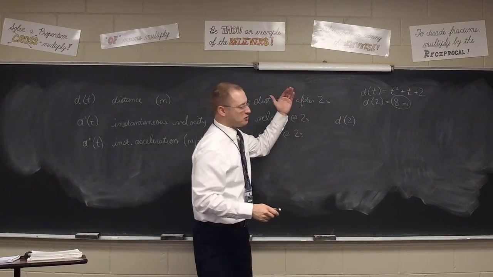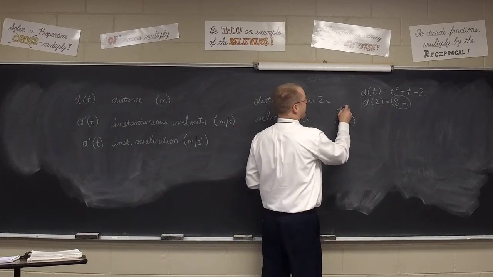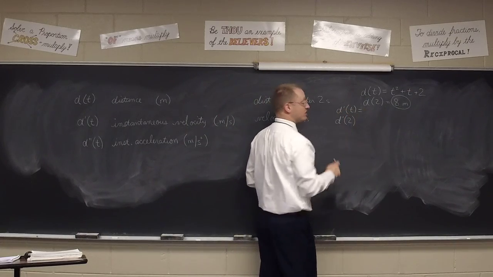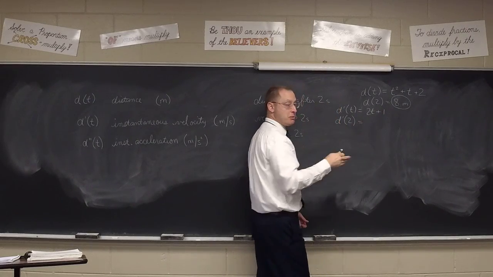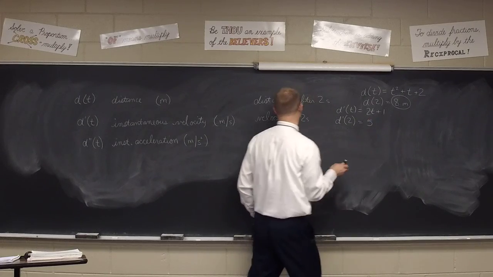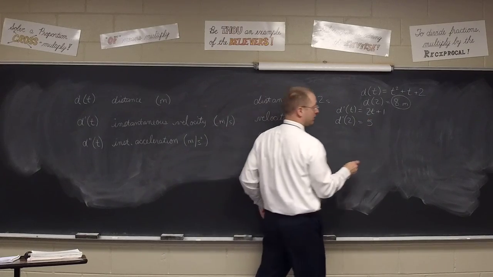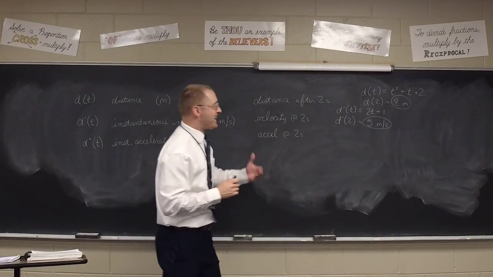But you can't find d prime of 2 until you first find d prime of t. So we need to find that first derivative first. And what is d prime of t? 2t plus 1. So the d prime of 2 becomes 5. And since it's instantaneous velocity, we'll say 5 meters per second. So after 2 seconds have elapsed, it's gone 8 meters.